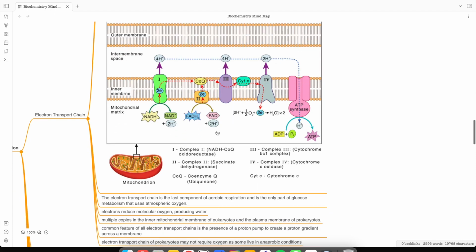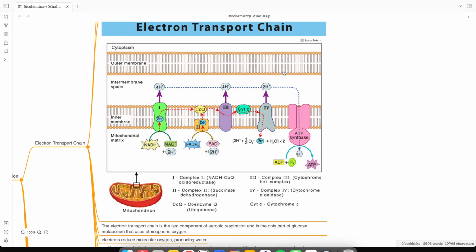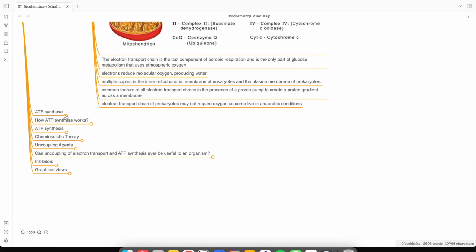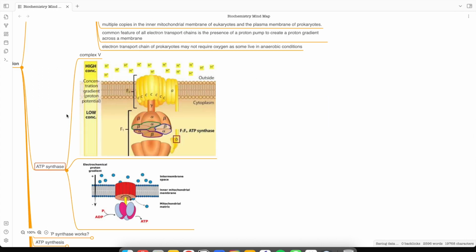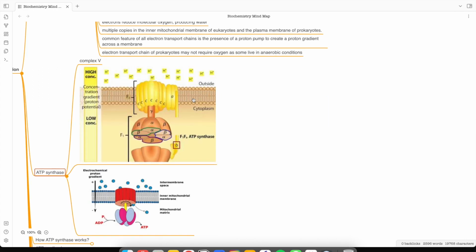Now, as you can see over here, this is the case of eukaryotes. I have already mentioned in my previous video that the electron transport chain is present in the inner mitochondrial membrane in case of eukaryotes and the plasma membrane in case of prokaryotes. So this part we have already discussed in case of eukaryotes, and today, for simplicity, we'll discuss the ATP synthesis in case of prokaryotes.